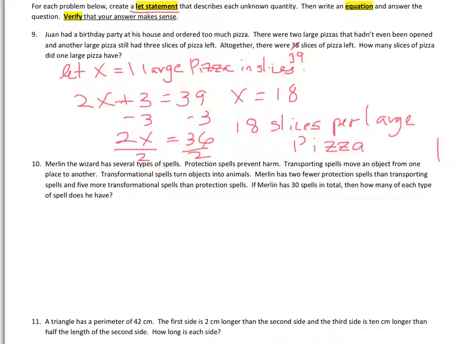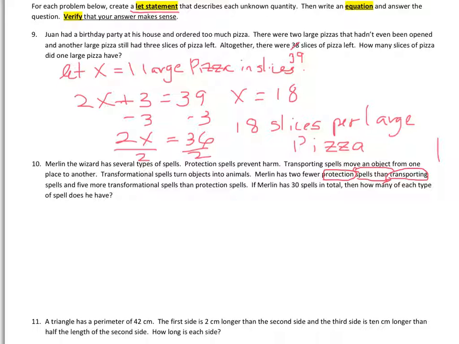The typo for this problem is that protection and transportation have been transposed, in other words, switched for one another. He actually has 2 fewer transporting spells than protection spells.